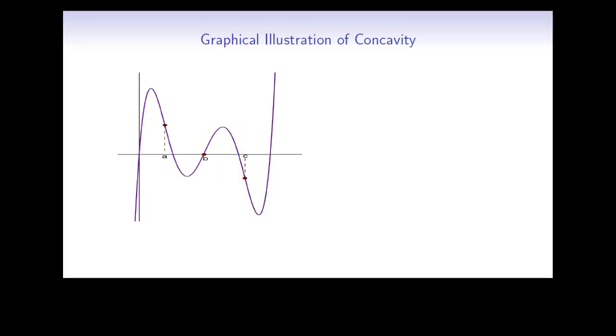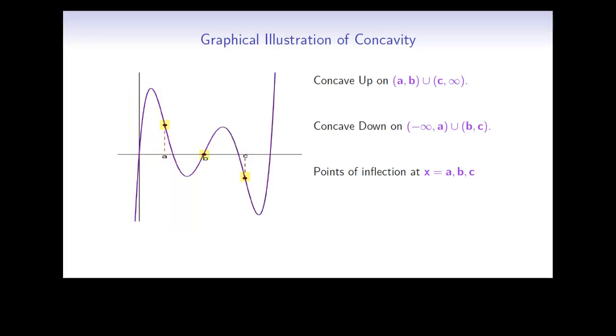And from c onwards, the curve is bending upwards, so therefore it's concave up. And so in summary, this curve is concave up from a to b and from c to infinity. It's concave down on negative infinity to a and from b to c. And there are three inflection points where the graph changes concavity. And these happen when x is equal to a, b, and c.